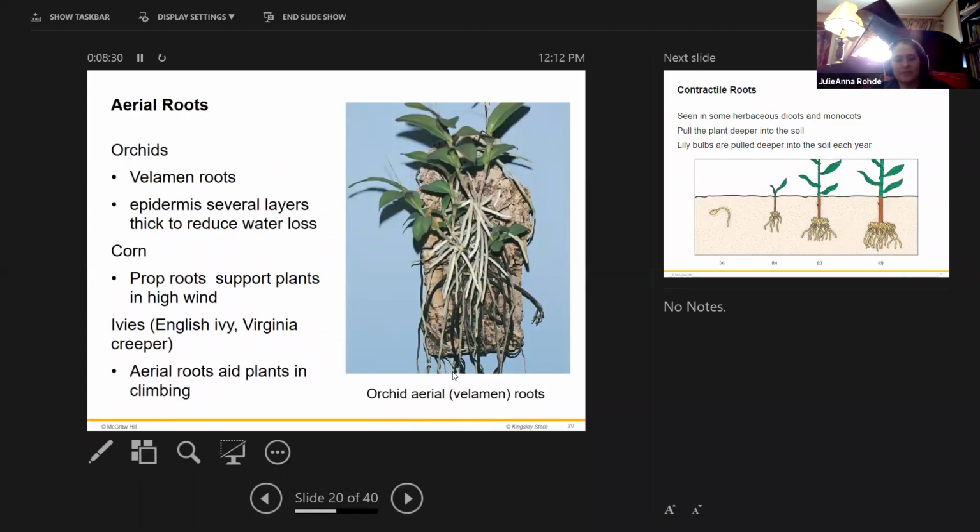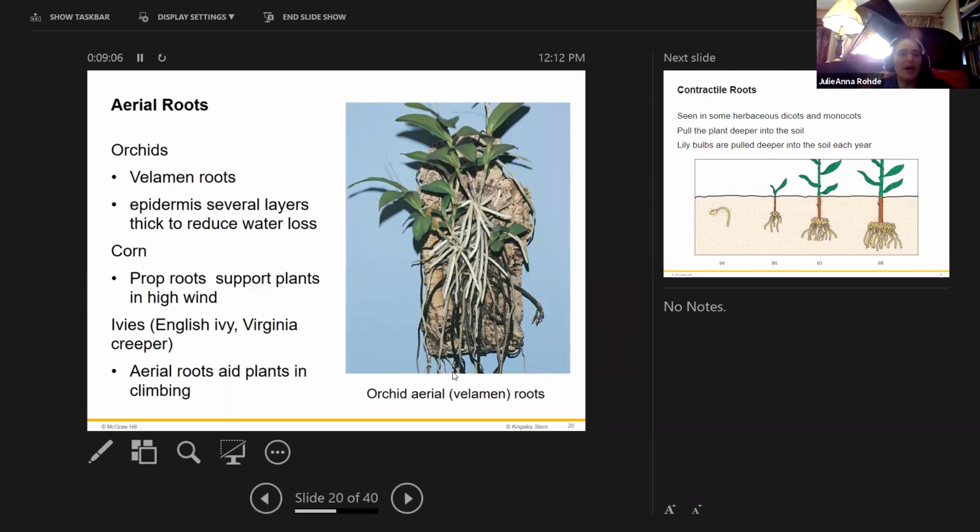Okay, then we have the aerial roots. Okay, orchids. Oh, I should have brought my orchid in and shown it for show and tell. Might have to yell at one of my girls. See if I can get him here. I don't think I'm gonna get any help.